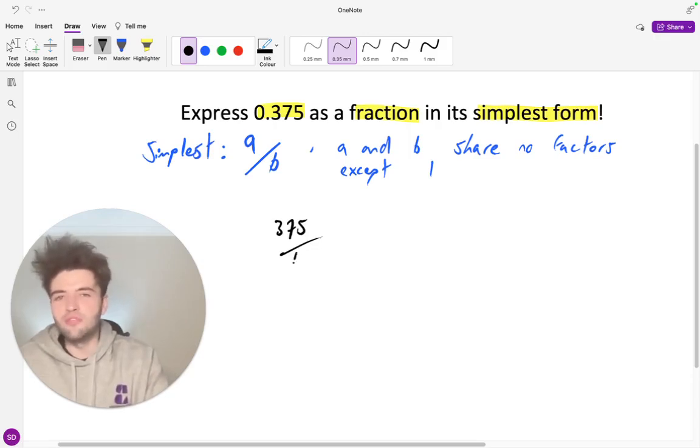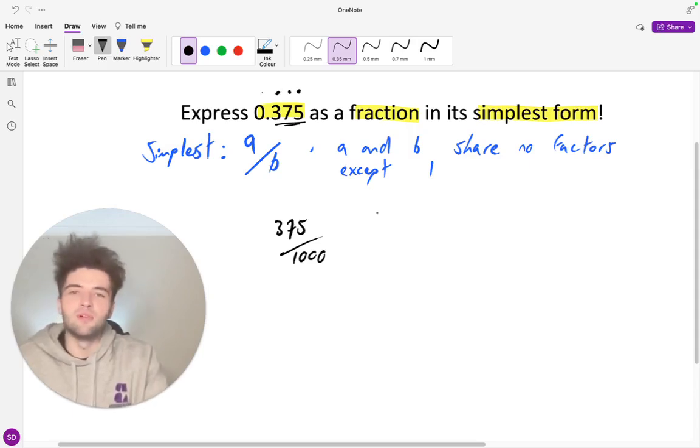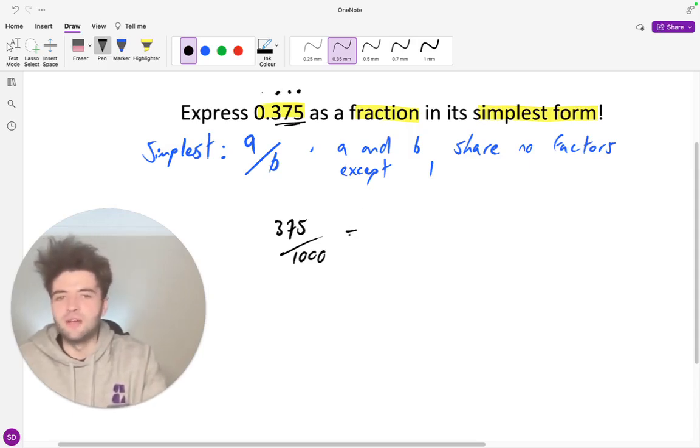So if we put 375 over 1000, that's the same thing as 0.375, so hopefully that makes sense. Just basically taking the number and putting it over either 100 or 1000, depending on the number of digits. So the fact that there's 3 digits after the 0 means that we put it over 1000. But you can always double check this once again using your calculator just to make sure you don't get that kind of mixed up at all.